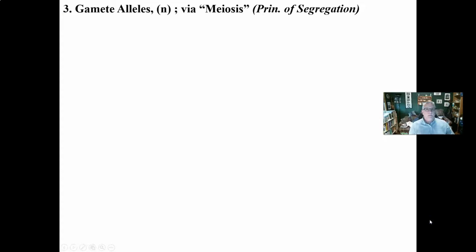Step 3, figure out the gametes. Figure out the sex cells. Now, the answers to this will be half of what the parents are. So if the parents have 4 as a diploid, these are going to have 2. Now, this is done by meiosis. This helps to prove the principle of segregation that we talked about earlier in the notes.